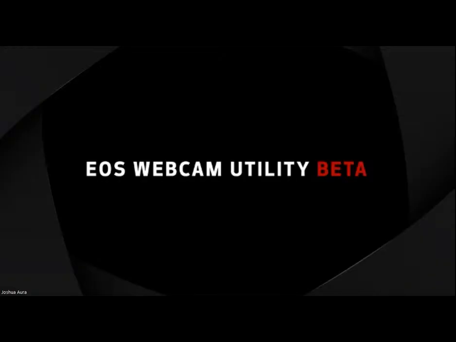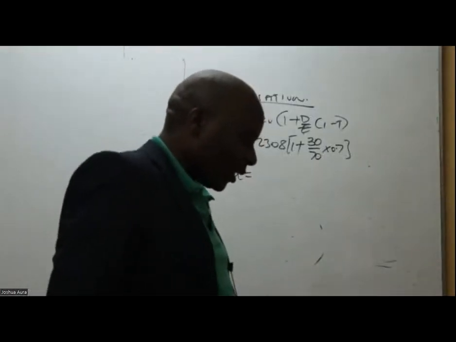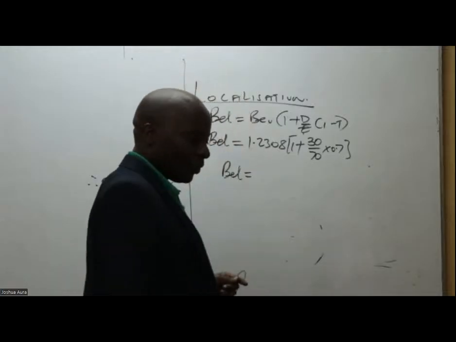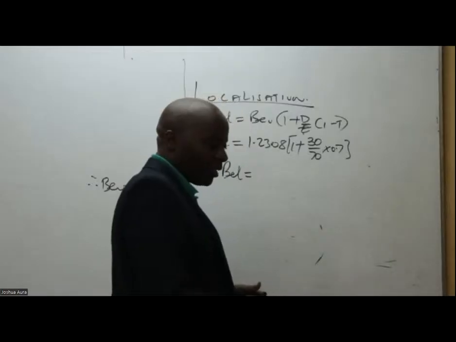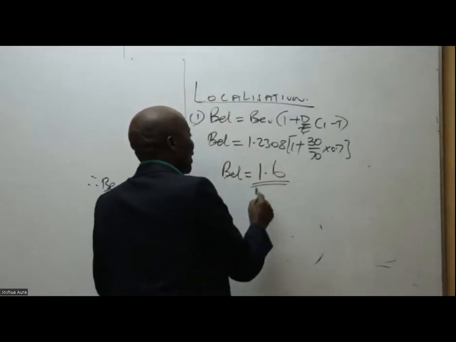What are we able to see? So how much is BEL at the end of the day? It comes to 1.6, and I hope this 1.6 is quite familiar to you.